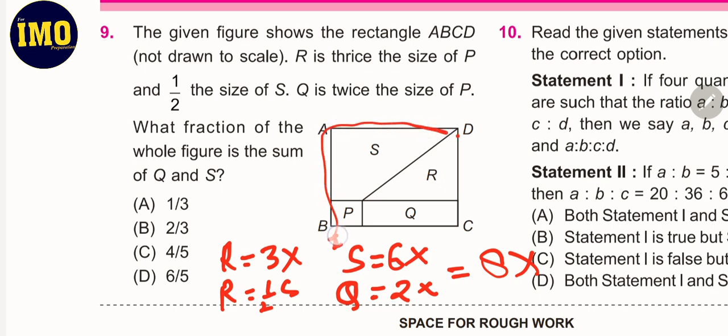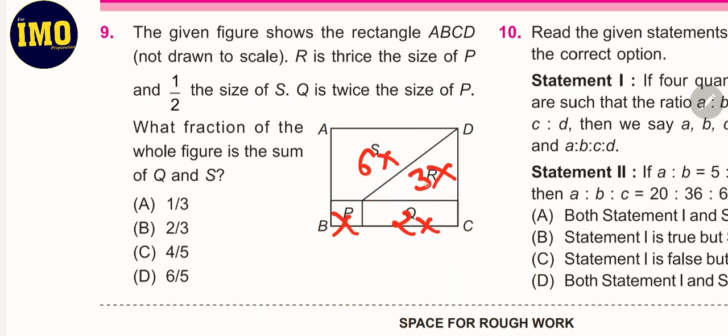So the total entire portion covered is 12X, and we have a part of 8X. So X will cancel, and we need to find the fractional part. Wait, something is wrong here. Now, R is 3X, S is 6X, P is X and Q is 2X. So when you add 6 plus 3, 9, 10 plus 2, 12. So the total covered portion is 12.